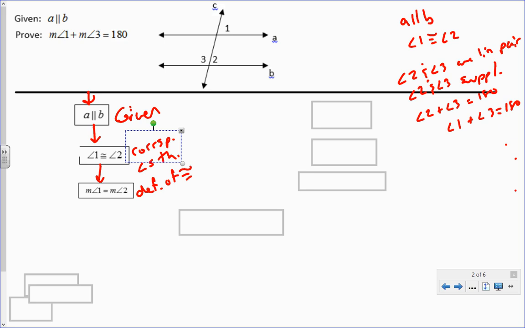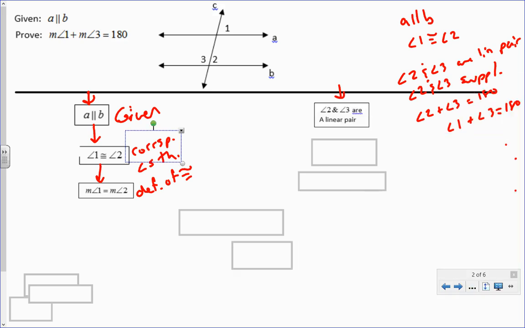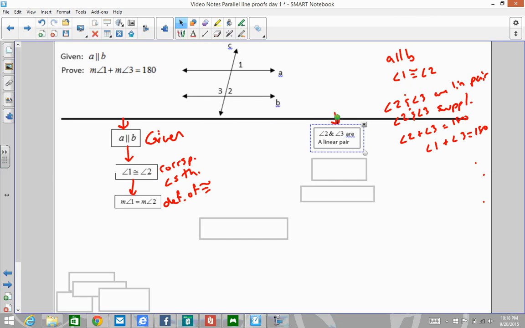I went with this because, with the information that I had, I was going to have to be able to substitute something in. So in order to substitute, I need an equality. Then if I go back over here from my baseline, we can say, all right, we have angle 2 and angle 3 are a linear pair. I think I'm going to get out of this so I can pick pens a little bit faster. So, 2 and 3 are a linear pair, and that is because of the definition of a linear pair. It says what they look like.